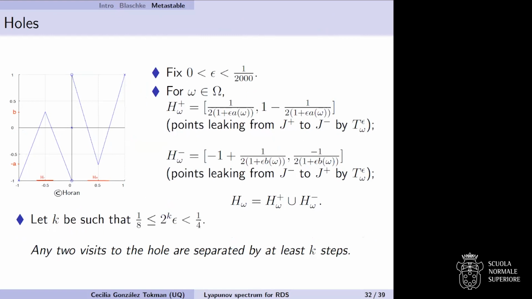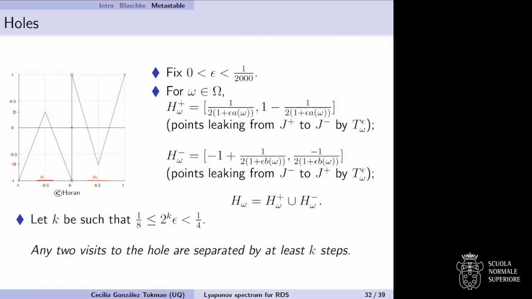But how can we show this approximation rigorously? We start with a small epsilon, for instance, less than 1 on 2000. We look at the points in phase space which switch from, say, left to right or right to left in one step. That's what we call the holes. And what we have in this case is that if a trajectory falls in the hole, it will remain on the other component for at least something like log 1 on epsilon iterates.